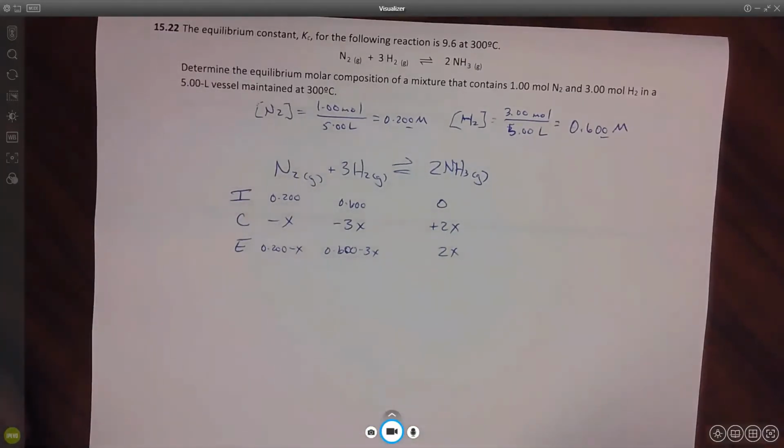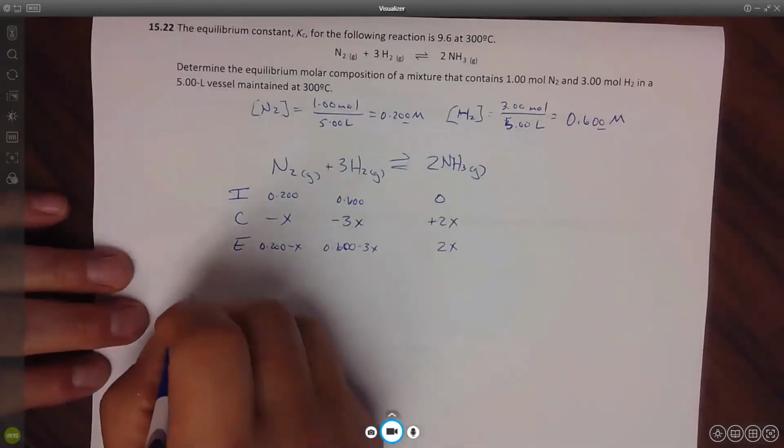So Michael, how am I going to determine X? We use the quadratic formula. Well, okay, how am I going to get to that stage? You're skipping a whole bunch of steps. So I just plug everything into the KC equation. Okay, what is the KC equation?